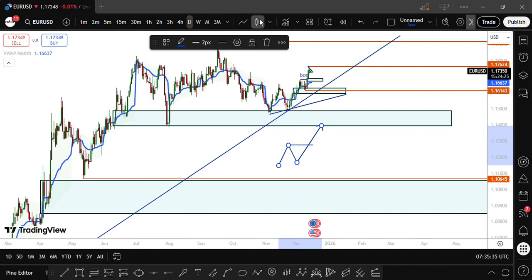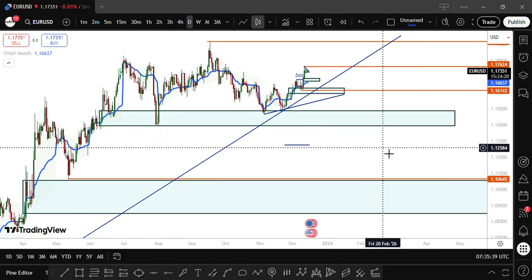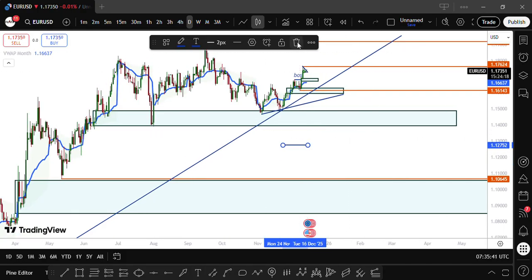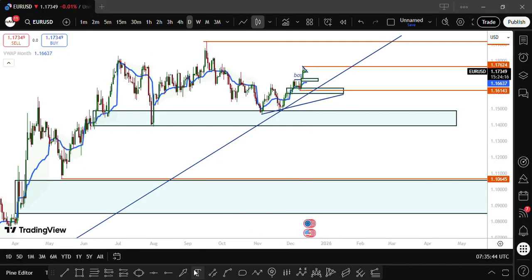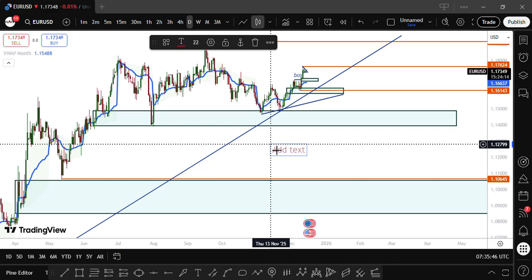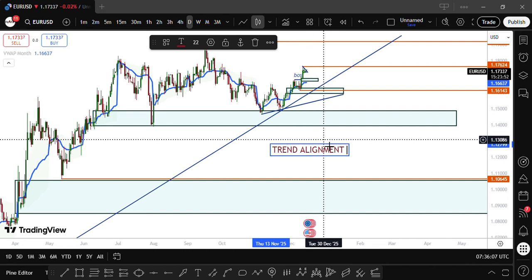Okay, monthly bullish, weekly bullish, daily bullish. That's what we call trend alignment. Since we have this trend alignment from the 3 time frames, we are not going to do anything crazy in this market. All we have to do is to buy. Okay, so we're going to look for a buy.